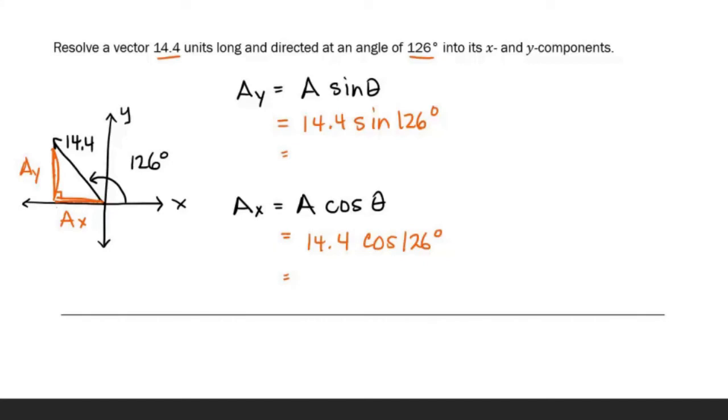And that is in fact the case. We find that y has a value of 11.6 units, and the x component a value of negative 8.46. Essentially, what we found here is the point (-8.46, 11.6) through which our vector passes if we draw it on the coordinate plane and place it with its tail at the origin.